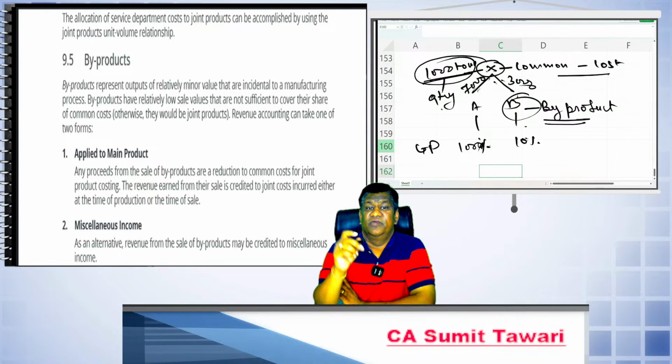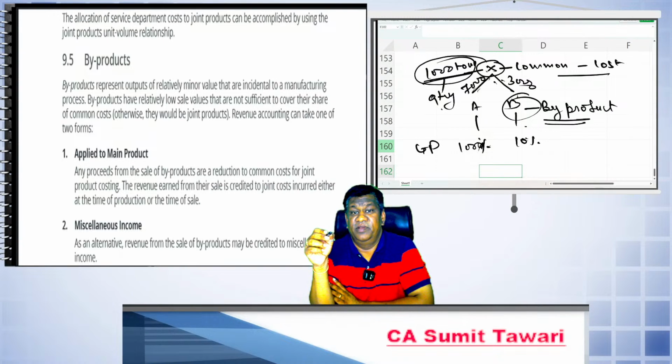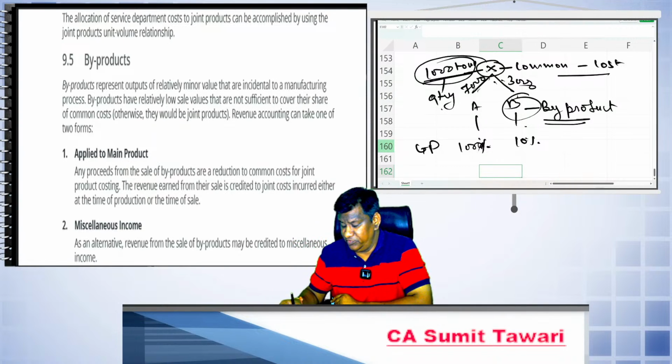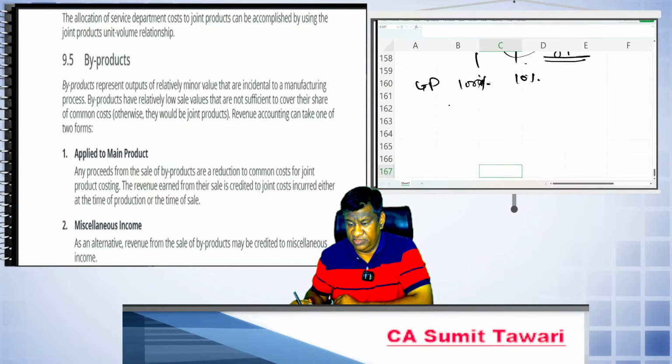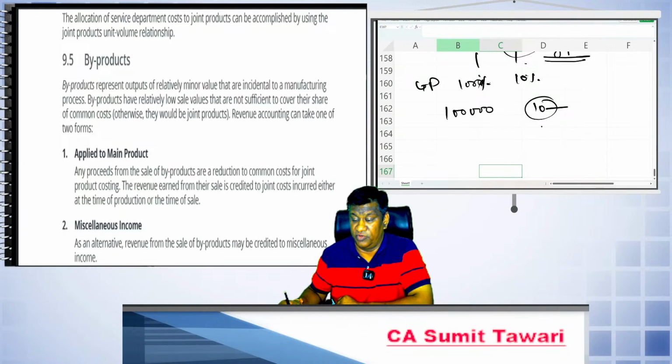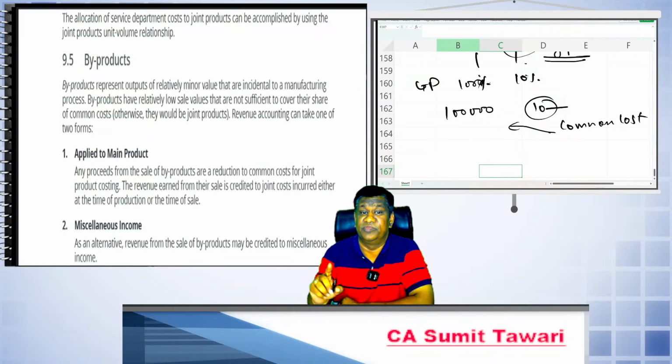So what happened? Like as I said, whatever may be the cost incurred, say here product A is basically 1 lakh quantity and product B is 10. If you apply the joint cost, whatever sales value is generated from the 10 units may not cover the common cost. Because of that reason, this will be considered as a byproduct, and whatever revenue is generated, that we reduce from the main product.